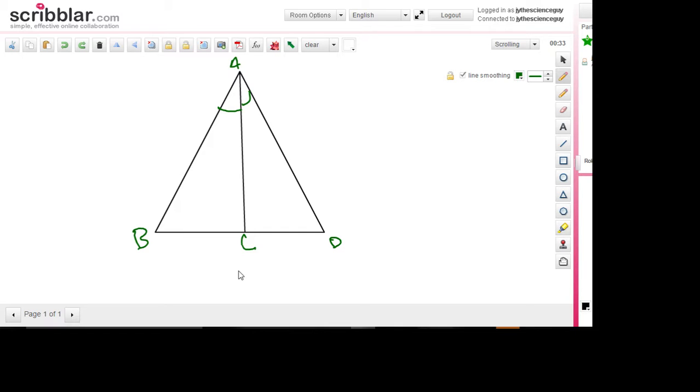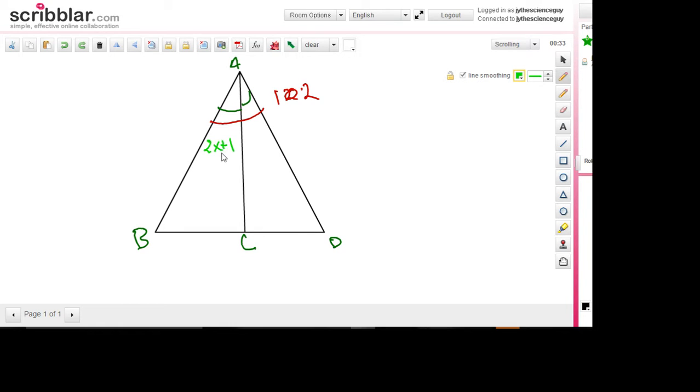What else did it say? Angle BAD equals 102 degrees. So BAD, the whole thing. So I'm going to make that mark in red so we can keep it straight. So that whole thing is equal to 102 degrees, right? Okay. BAC is 2x plus 1. Okay, so I'll put that in green. So this is 2x plus 1. Determine the value of x.